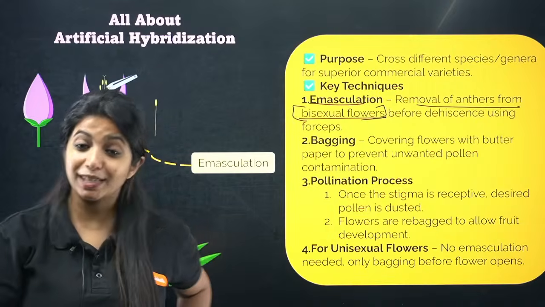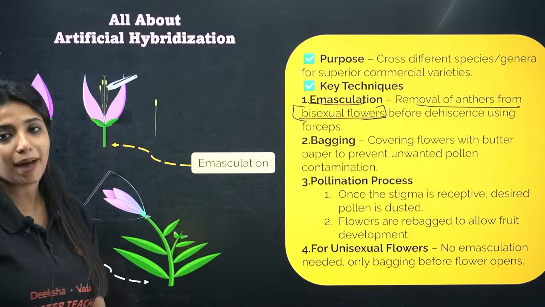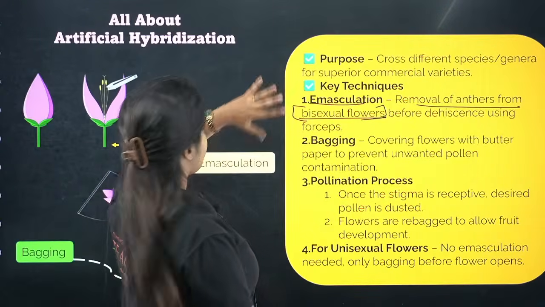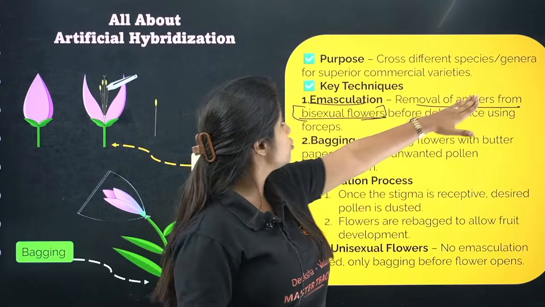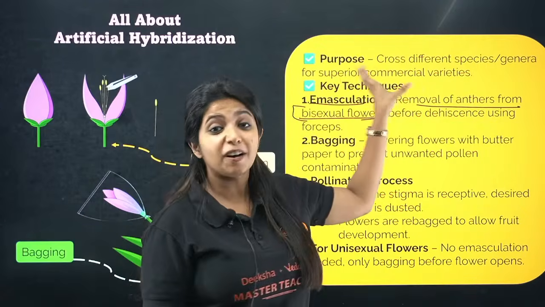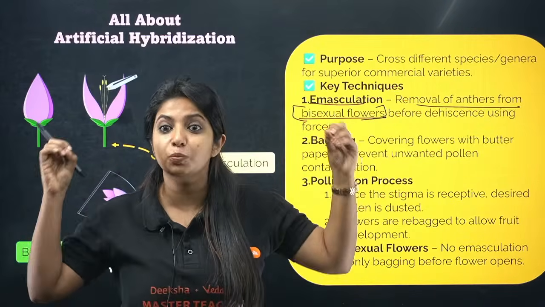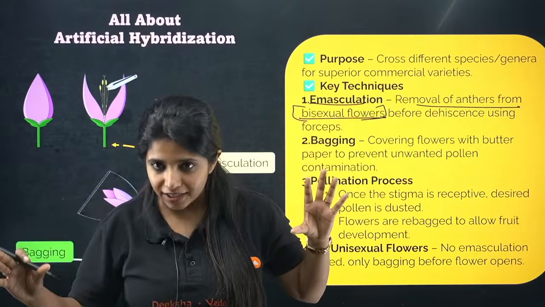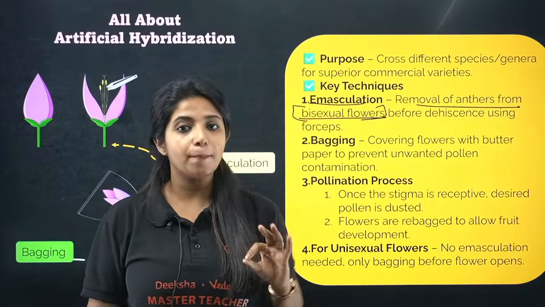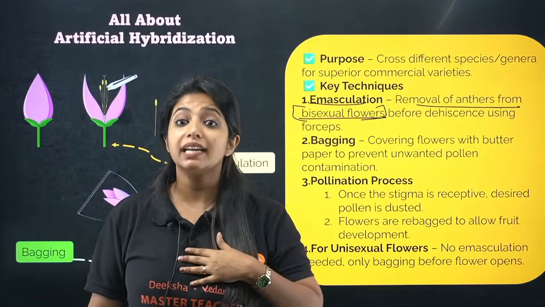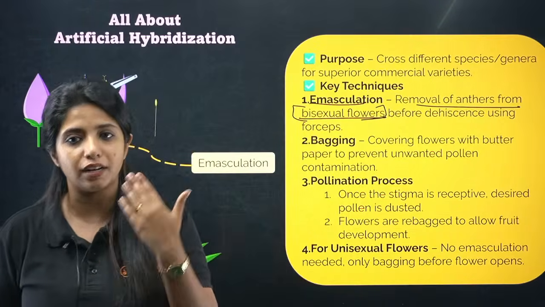Bag like butter paper. Exactly. You put a bag like butter paper for bagging it up. So, the purpose of artificial hybridization is to cross different species and genera for a superior commercial variety. Superior commercial variety means the ones that are best in the market. And this comes under the crop improvement program, as I told you. And it's a process where you need human interference.